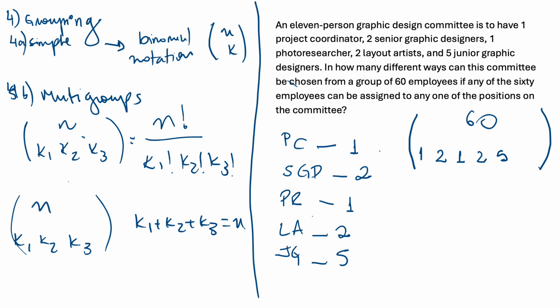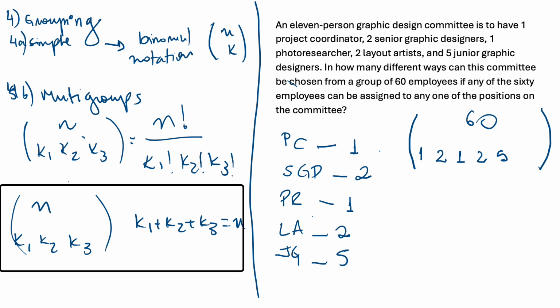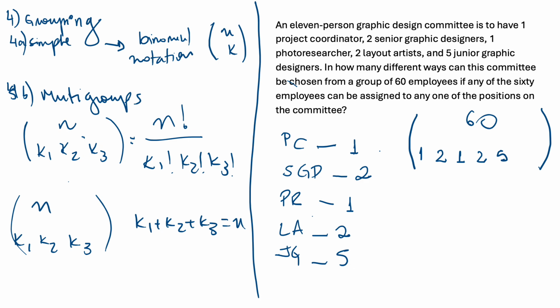Look, there's a property of multinomial notation that says this: K1 plus K2 plus K3 must be equal to N, right? So let's see here. I'm taking 1 person, 2, 3, 4, 5, 6, 11, right? I'm taking 11 people to my committee. Is this equal to 60? No. Why? What am I missing here?